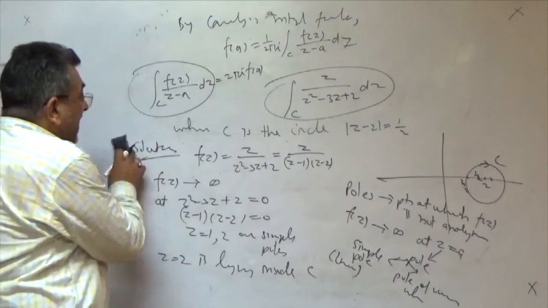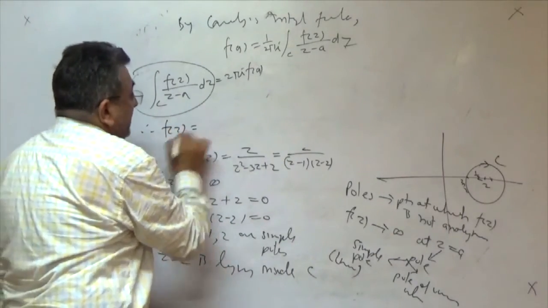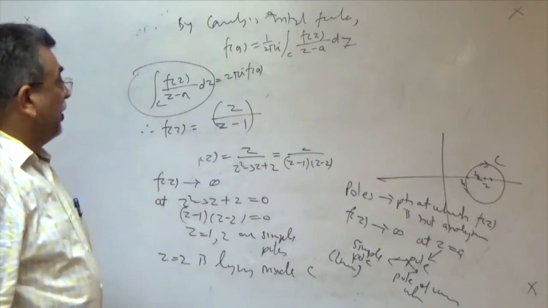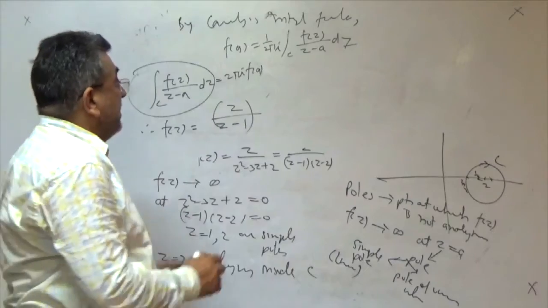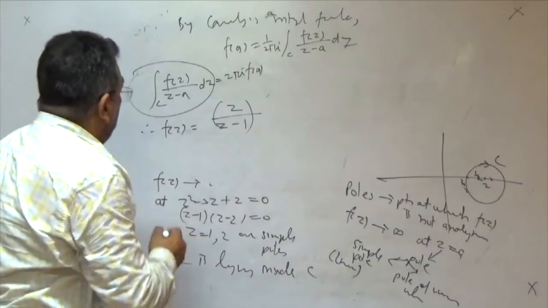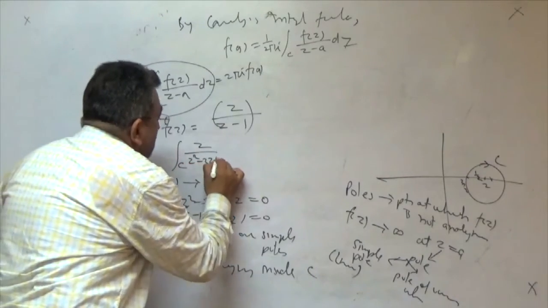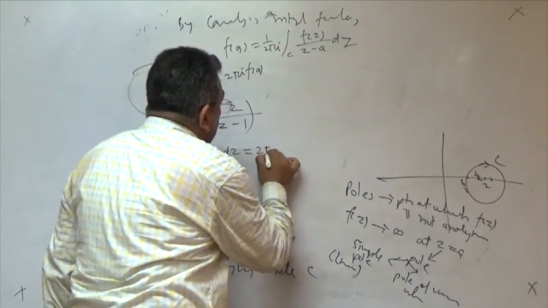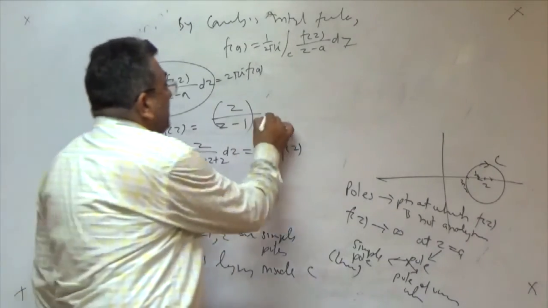So here we have to take f(z) equal to z upon z minus 1, because z equal to 1 is lying outside C and 2 is a point inside C. So by Cauchy's integral formula, we have the integral of z upon z square minus 3z plus 2 dz equal to 2πi into f(a). f(a) means f(2), because f(z) equals this and a equals 2.